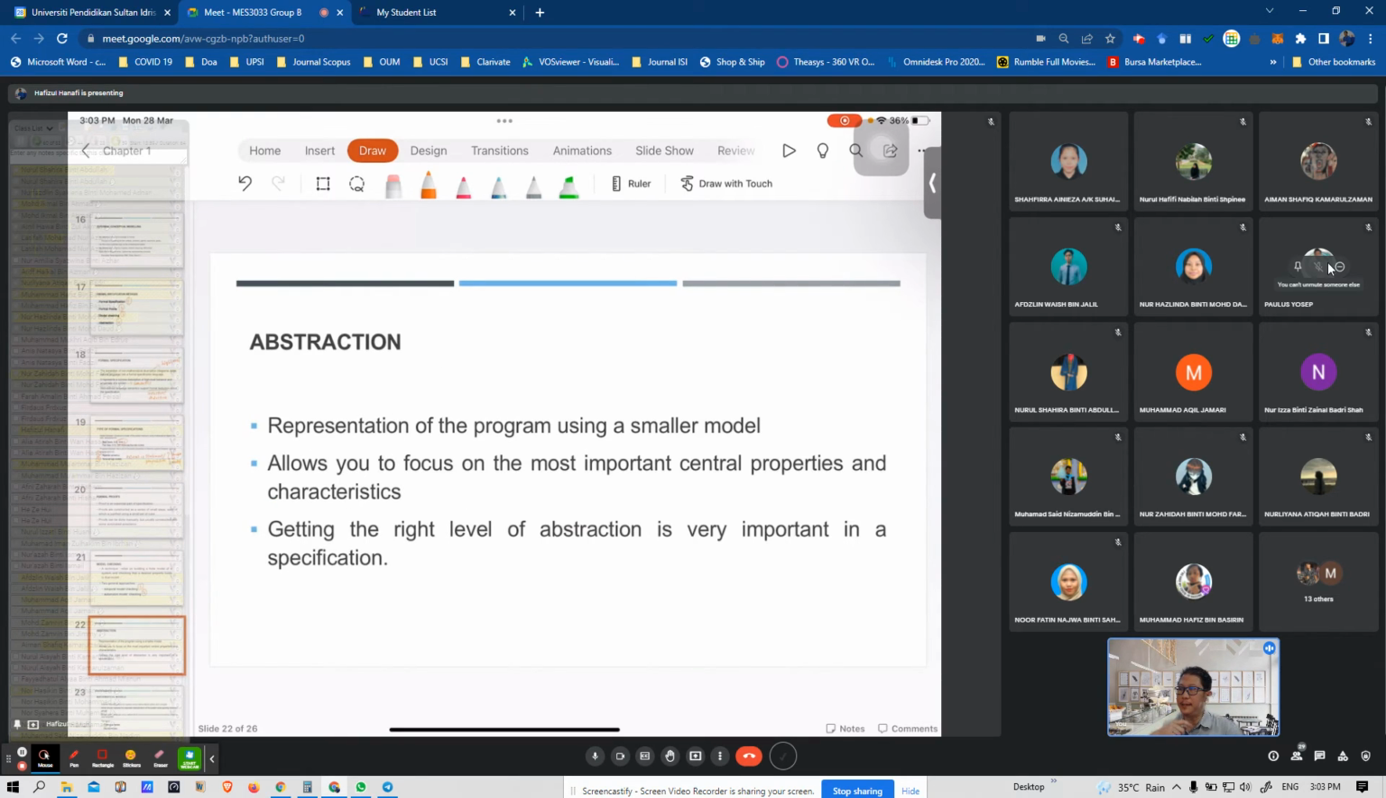And then for abstraction, abstraction is a representation of the program using a smaller model. This one I have explained to you before, because we want to expand, and we want the model to be much smaller, because if we have a larger model, we are unable to signify and unable to detect the error. And this allows you to focus on the most critical part of the system properties. And then getting the right level of abstraction is very important in a specification.